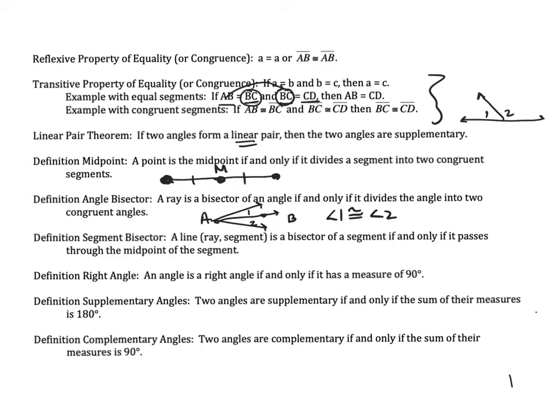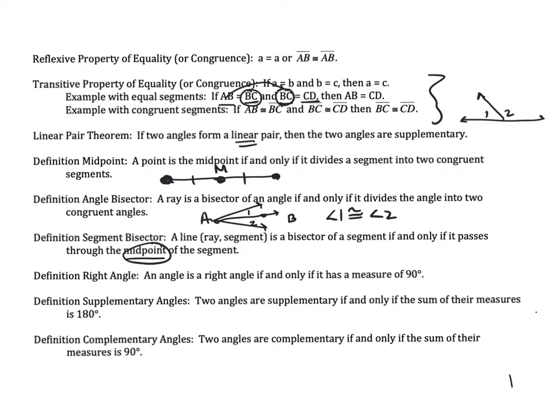Definition of segment bisector. Notice the conclusion here that it's a midpoint. So the definition states that it's the midpoint. A line is a bisector of a segment if and only if it passes through the midpoint of the segment. So if I use this in a reason, what I'll be concluding is that a point is the midpoint. It seems strange, but that's the conclusion.